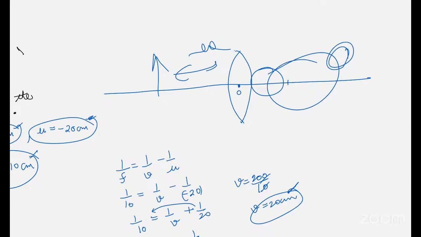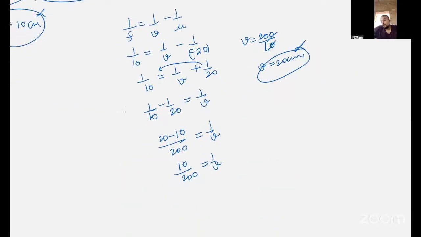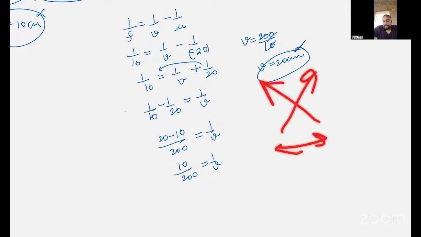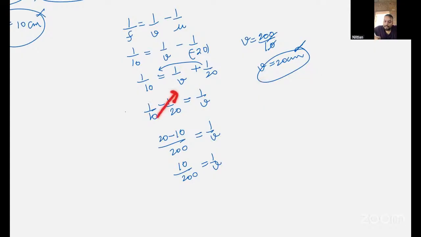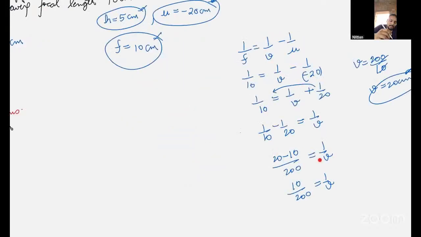Okay? So, how did we get 200? I told you, you have to understand this signal. This, this, and this. This 2 in 20 into 1, 20, 10 into 1, 10, and 20 into 10, 200. Okay, sir. Now we have to calculate the height of the object.